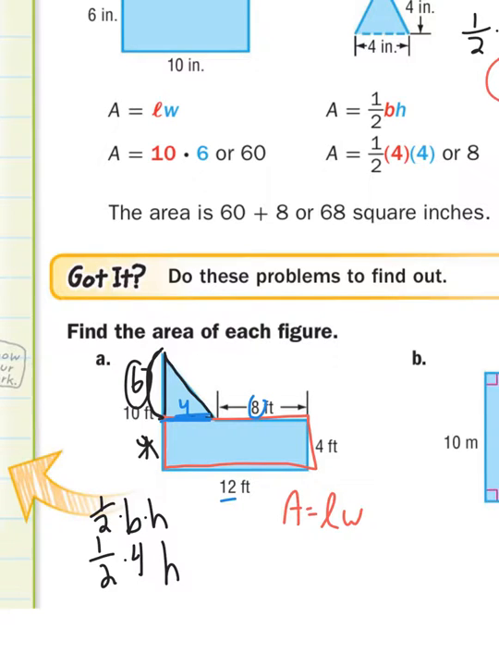Can I still use my eraser? Sometimes this eraser is a little weird. Alright, so I should have, that should be a 6.